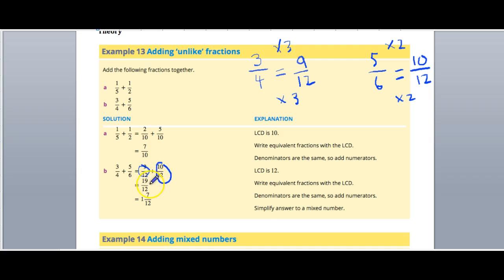So 9 and 10 gives you 19. So altogether we've got 19/12. Now, this is what we call an improper fraction. Okay, I'm okay with you leaving your answer like that, but just remember that we can also have a mixed number fraction. So to show you how you get this, I might just clear what we've got on the screen.